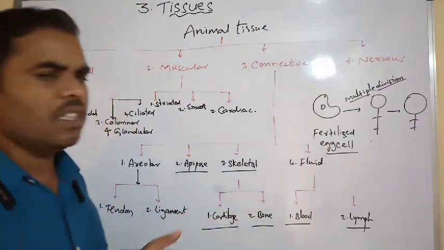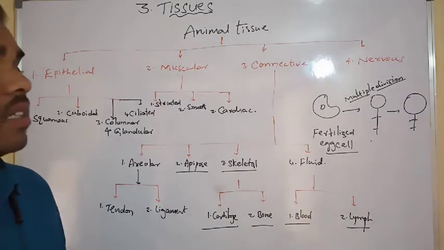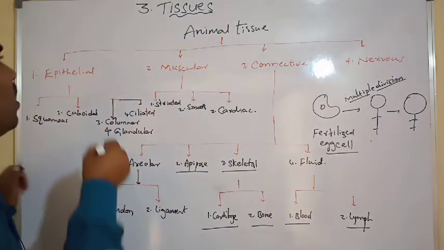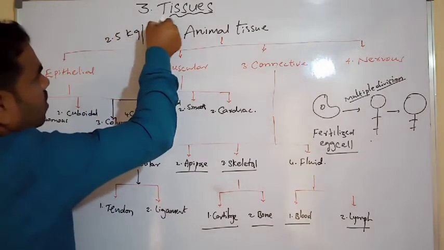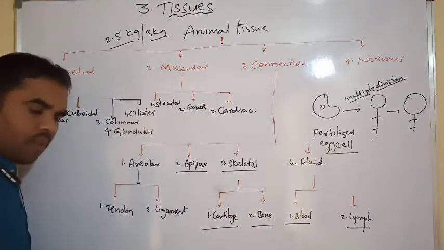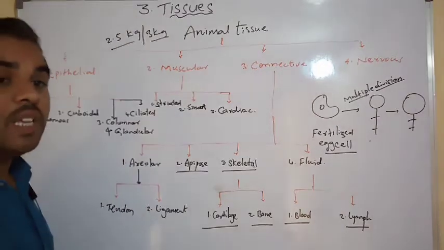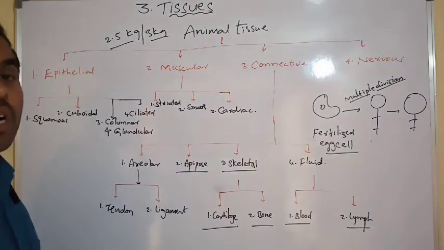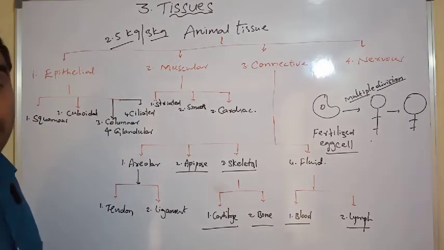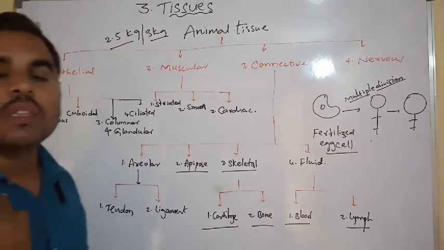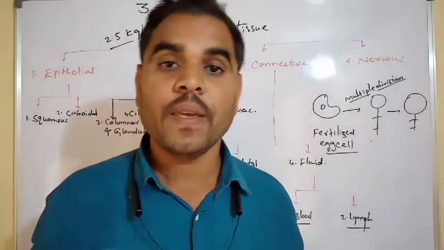For example, when a baby is born, their weight is 2.5 kg or 3 kg. What will happen? Gradually their body cells, body tissues, organs, organ systems, organisms grow. Their body mass will gradually be increasing.